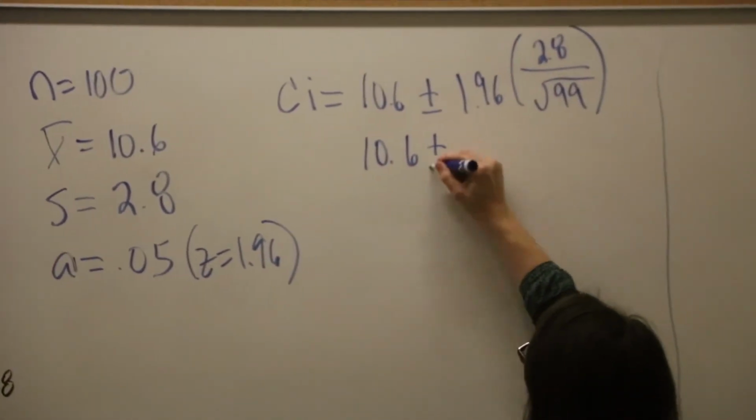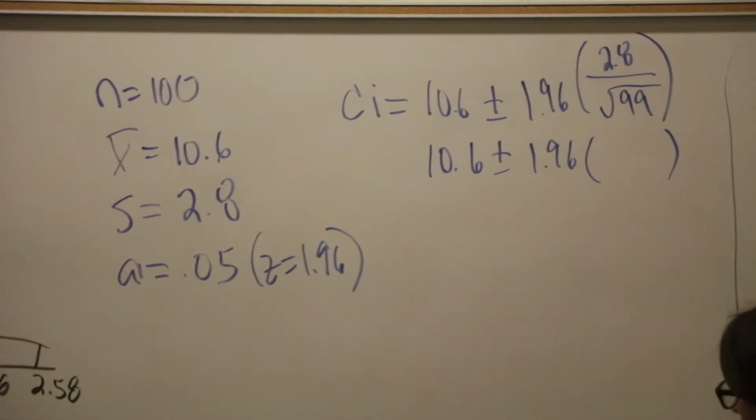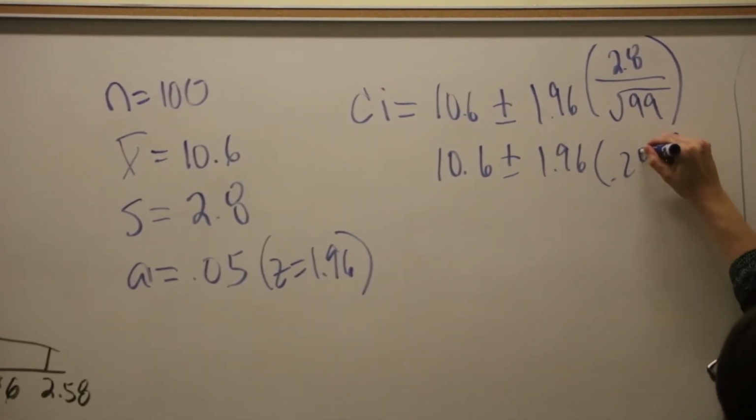So when we do our math, I'll just walk through this. It's 10.6 plus or minus 1.96. You'll end up with 0.28 here.